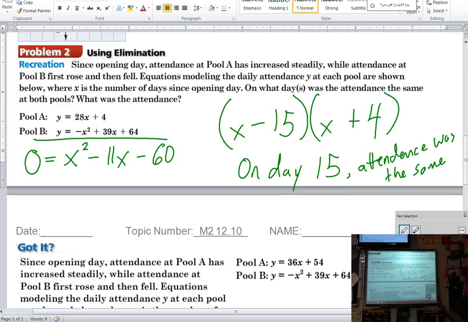Did we already do that with substitution? Yes, working with A, B, and C. Yeah, same thing.